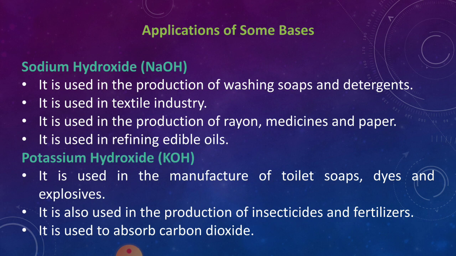Next thing is potassium hydroxide. Potassium hydroxide means caustic potash, KOH. It is used in the production of toilet soaps, dyes. Dyes means colors. Then explosives, insecticides. Insecticides means the chemicals which are used to prevent the growth of insects, or the chemicals that can kill insects. Those chemicals are called insecticides. So KOH is used in the production of insecticides and fertilizers. Then it is used to absorb carbon dioxide. That's why it is used in many experiments in the laboratory.